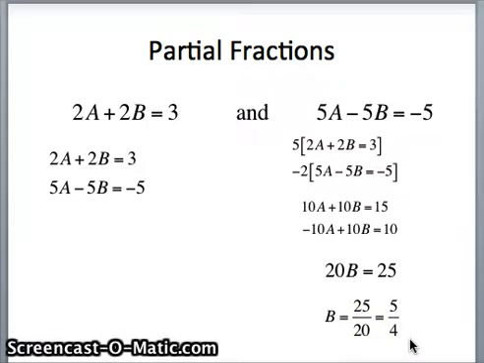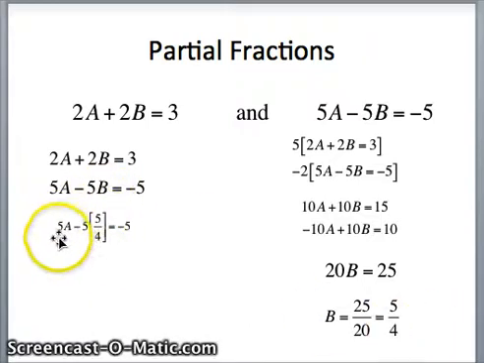Now how are we going to get a? You'll notice I have two equations over here. I can substitute the b of 5/4 in one of those equations to go ahead and solve for a. So it's up to you to decide. I went ahead and used the second one. 5a minus 5b is -5. Replace b with 5/4, since b is 5/4.